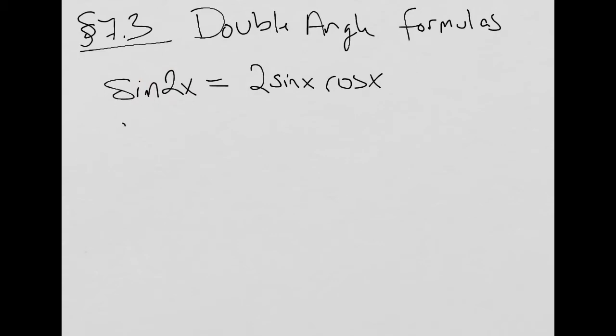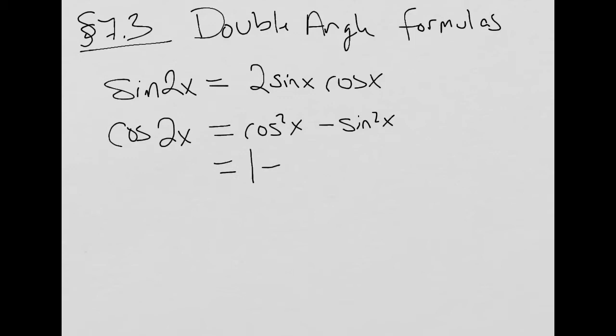Now cosine is kind of interesting because there's multiple forms that these things can be written in. Cosine of 2x is cosine squared x minus sine squared x. But it's also equivalent to 1 minus 2 sine squared x and 2 cosine squared x minus 1. So this one here comes from the addition formula from the last lecture, and then if you modify that using the Pythagorean identities, you can get either of these.